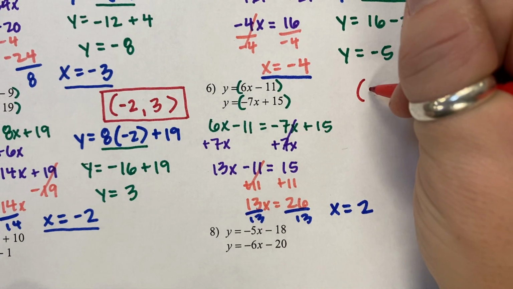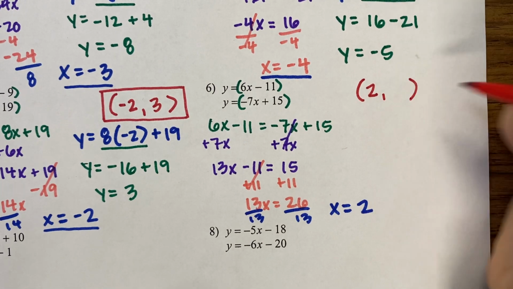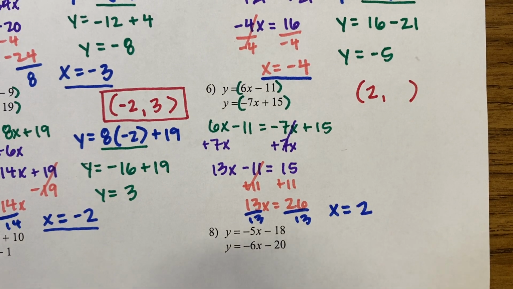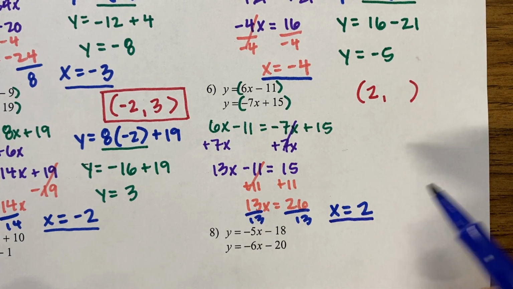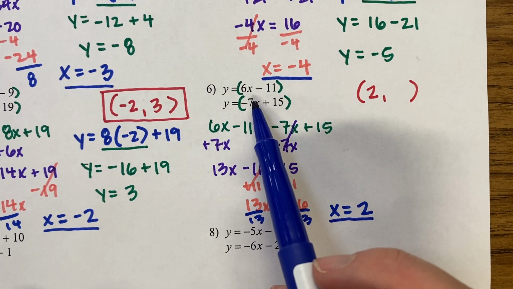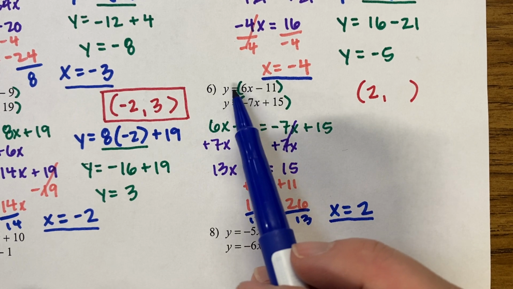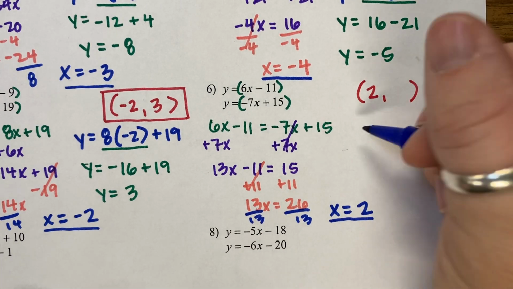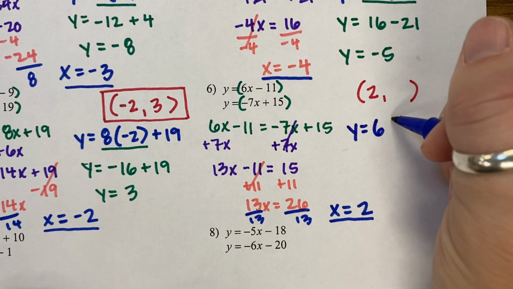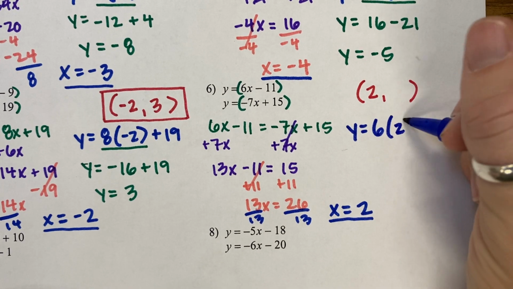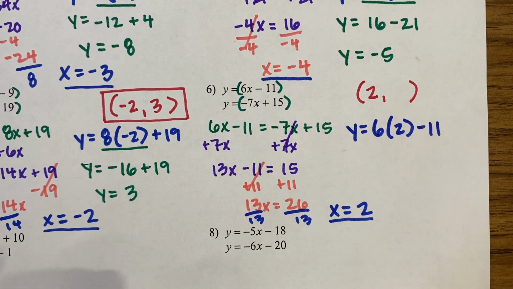Okay, so coordinate point, my x is +2. Now we just need the y. So to find the y, we just take what we found for x equals 2, plug it into whichever one you want. Again, I like the top one just because it's a +6. So y equals +6 times our x, which we know is 2, minus 11.